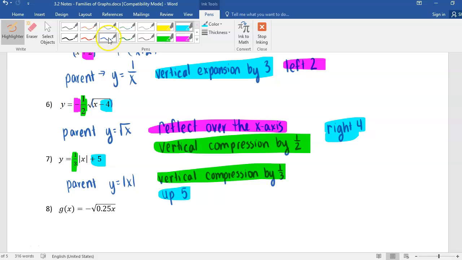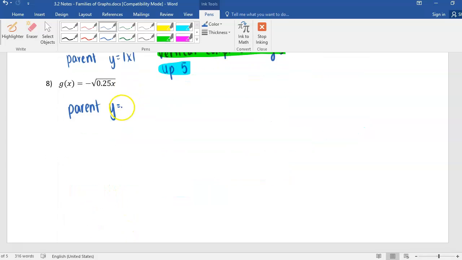Okay. All right, last one that we're going to do today. Carla, for number 8, what is our parent graph? For number 8, square root. Good. All right, so square root of x. And so that means we've got 2 things we've got to deal with there. We've got a negative out front, and we've got the 0.25 on the inside.